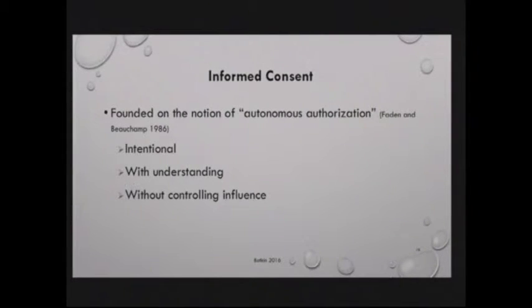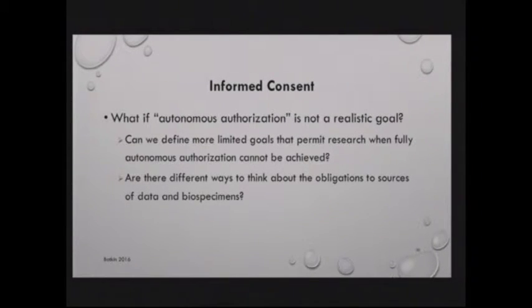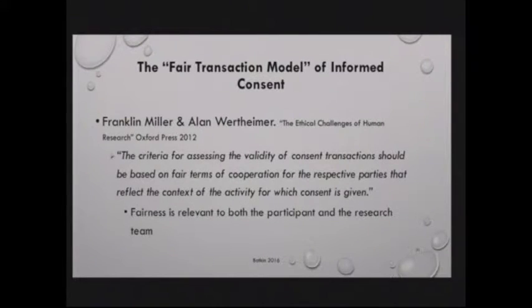So I think we're familiar with the notion of autonomous authorization as being the core ethical foundation for informed consent. But the question then is, what if autonomous authorization is really not a realistic goal? And I think we've had ample evidence over the last 30 or 40 years that this is really not an achievable goal in a consistent fashion with a large number of individuals. So what are the implications of that? Can we define more limited goals that permit research when fully autonomous authorization can't be achieved? Are there different ways to think about our obligations to sources with respect to things like data and biospecimens?